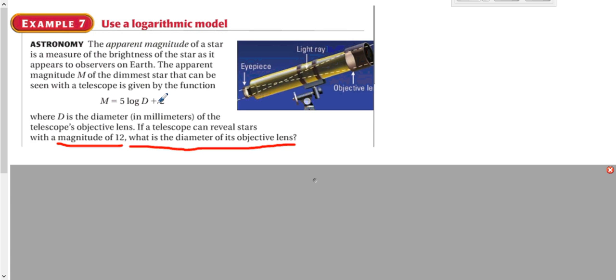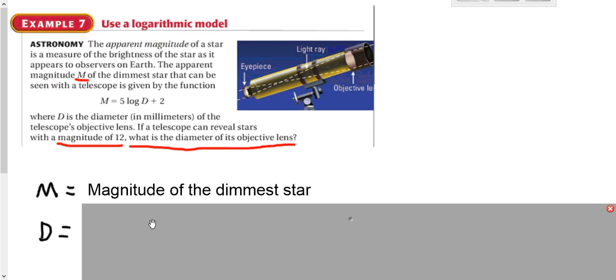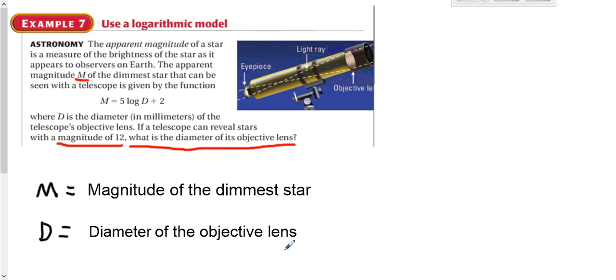And when we're given a function, we have to identify what each variable means. We have m and d, so let's go ahead and write those down. Write your function down, and we'll identify what m is equal to and d is equal to. All right, as we read, it says the apparent magnitude m. So m is our apparent magnitude of the dimmest star. So I'm going to go ahead and write that. It's the magnitude of the dimmest star. We also have d. And it says d is the diameter in millimeters of the telescope's objective lens. So let's go ahead and write that down. And let's make sure we realize this is in millimeters.